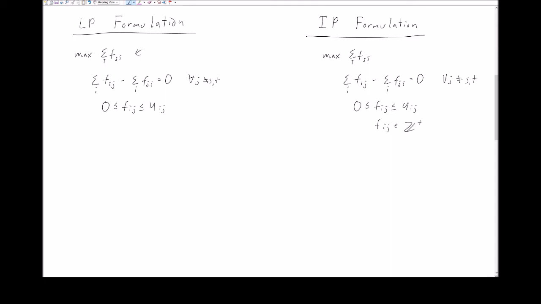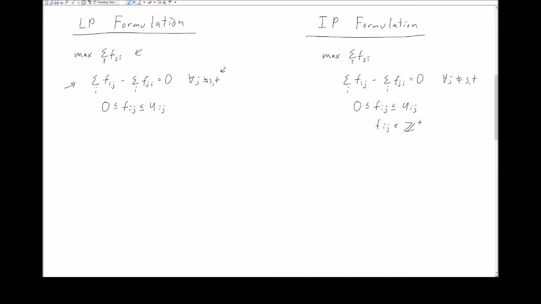For every node we have to satisfy the flow balance constraint. That is, the flow into J is equal to the flow out of J for every node that's not equal to S or T. S and T, we let them be free. In this case, we're maximizing the flow out of S, and naturally the flow into T is going to be the same as the flow out of S.